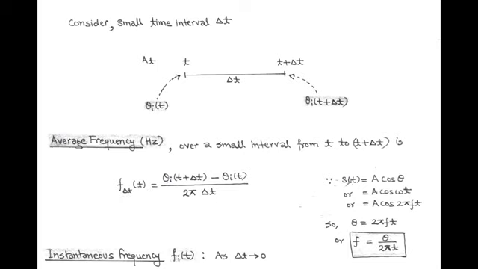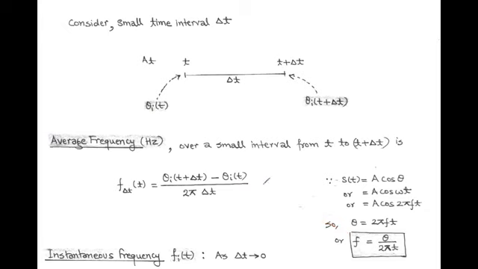As we know, the angle modulated wave is in the form of S of t equals A cos theta. In place of theta we can write omega t, and in place of omega we can write 2 pi f. So we can write theta equals 2 pi f t, and here the frequency is equal to theta upon 2 pi t. With the help of this, we can determine the average frequency between 2 points having a small time interval delta t.